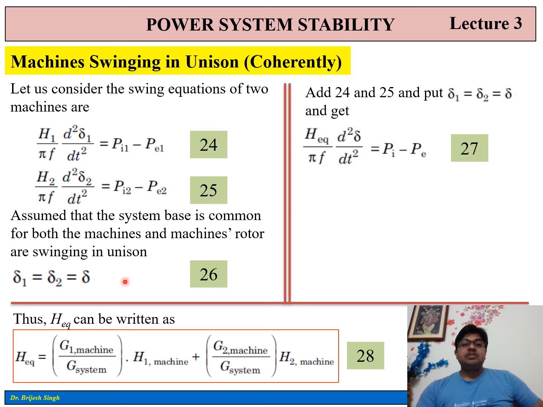Because the machines have a common base and they are swinging in unison, we can assume that delta 1 is equal to delta 2 is equal to delta, which is equation number 26. Now add equations 24 and 25, putting in the value from equation number 26, and we will get the equivalent swing equation for the entire system, which is H equivalent upon pi f, d2 delta upon dt square, equal to Pi minus Pe, which is equation number 27.